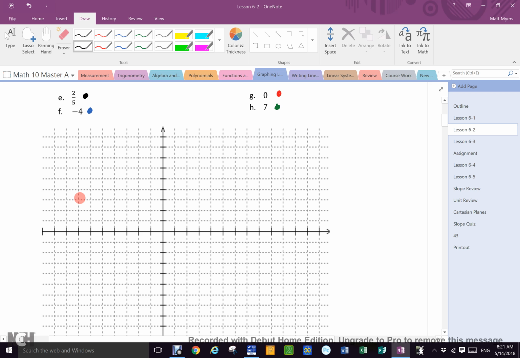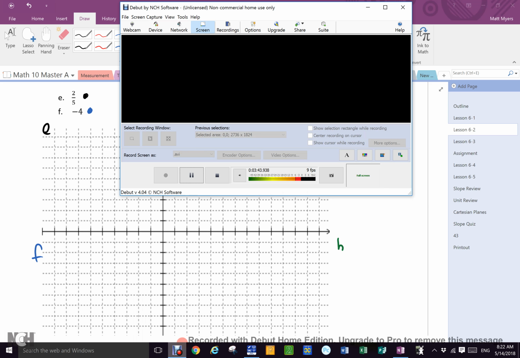Does it matter where you start each line? No, of course not. But for organizational purposes, let's put E there. Let's put F down in this corner. Let's put G over here. And let's put H down in the bottom corner. Okay? Go. I'll wait a moment while you try to figure that out.